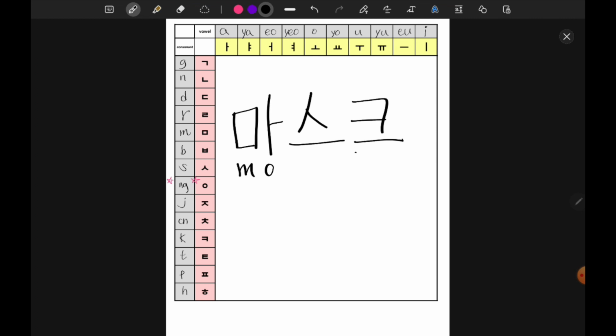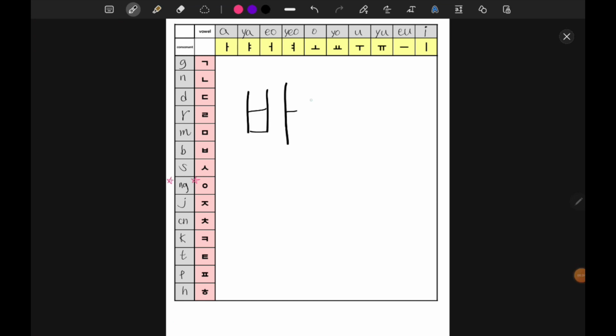M, A, ma. S, U, S. K, U, K. 마스크. Let's read it together. 마스크. Can you guess the meaning? Yes, it's a similar pronunciation to mask in English. The next one.